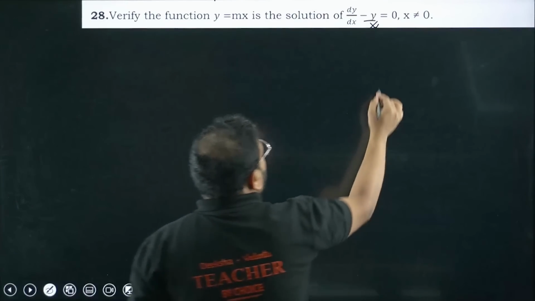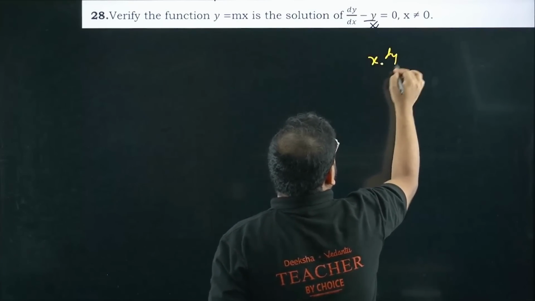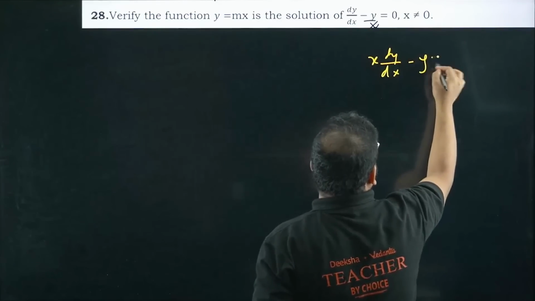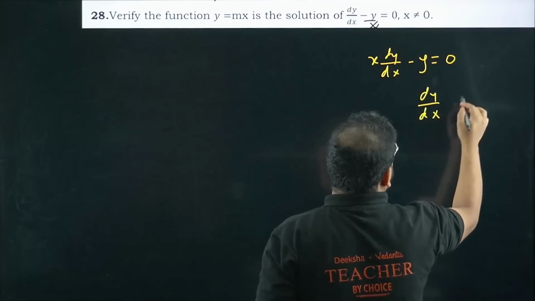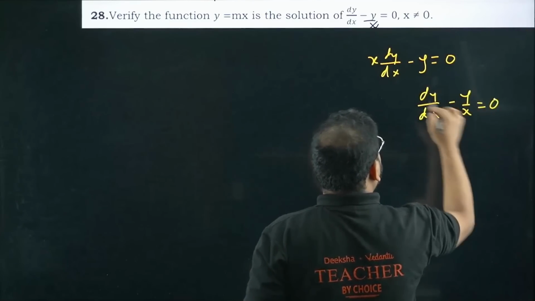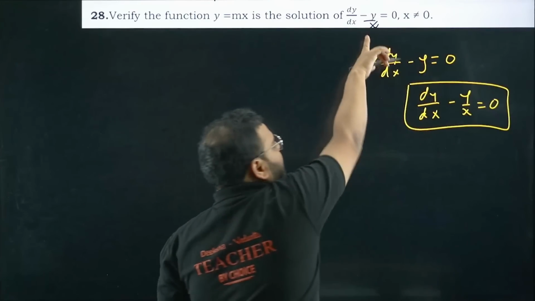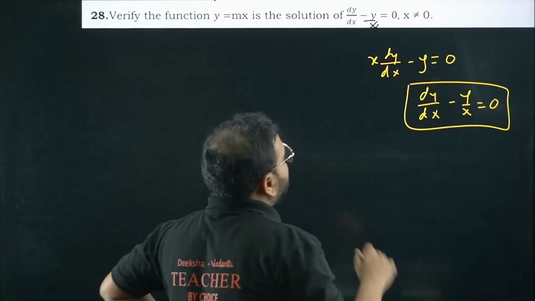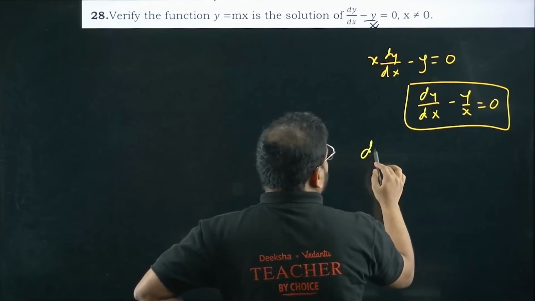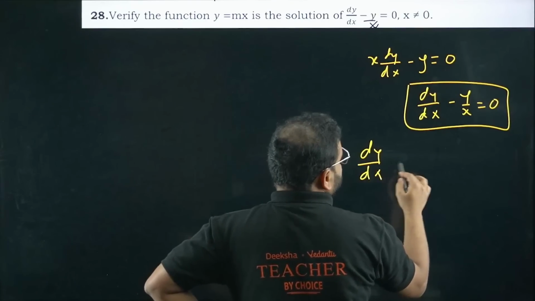So either you write, sir, x dy by dx minus y equal to 0. I write simply like this, dy by dx minus y by x equal to 0. Either this has to be there. You can't write it like this, the given form. The question is incorrect. Okay, we have to change that. Some mistake is there. Let's do one thing. Write in this form. We have to integrate this to solve the equation.